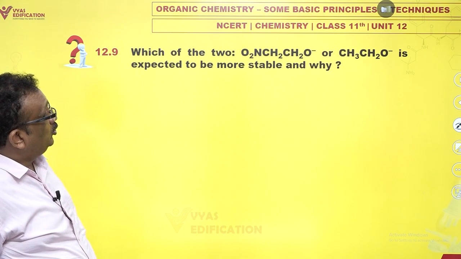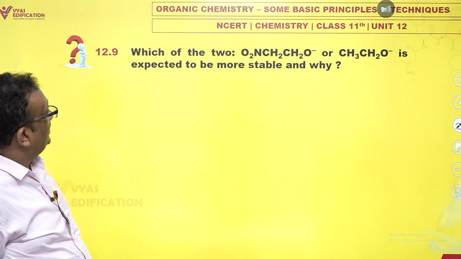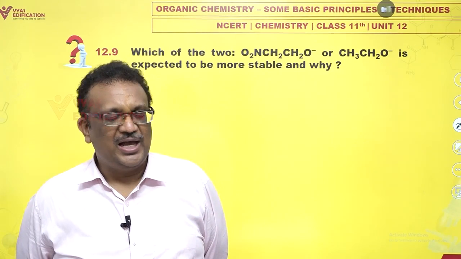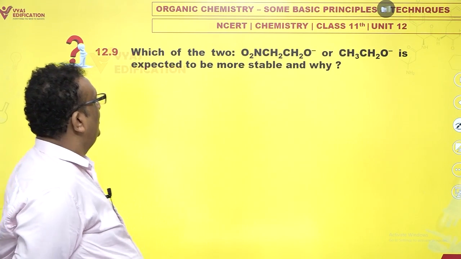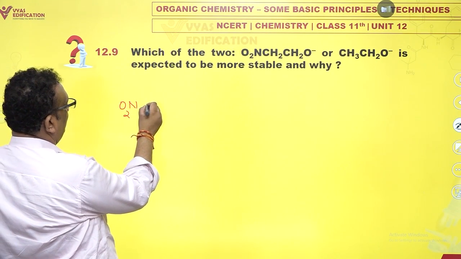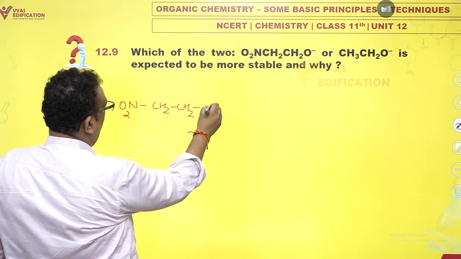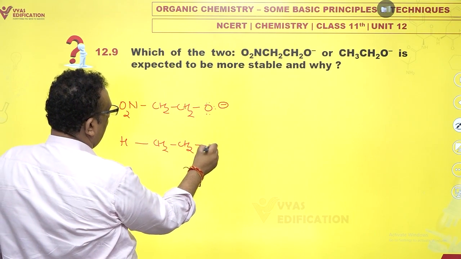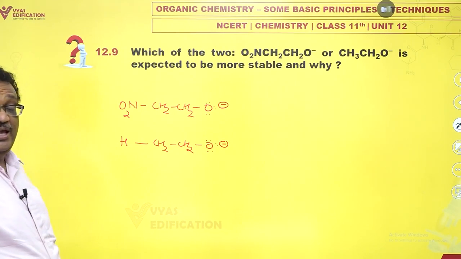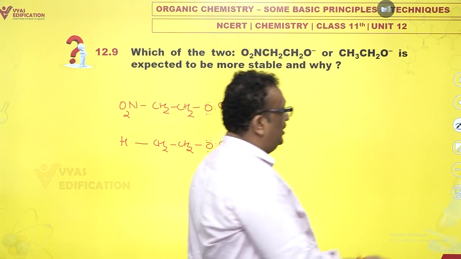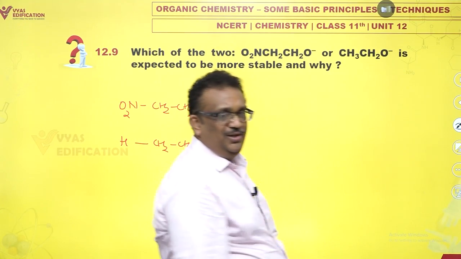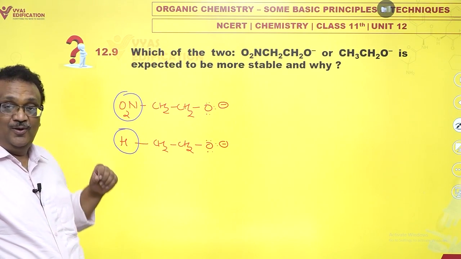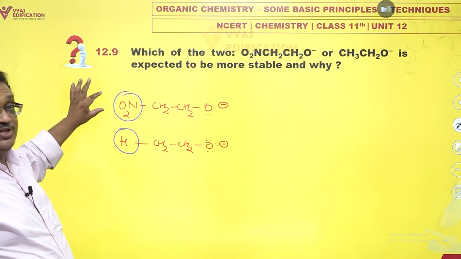Which of the 2, NO2CH2CH2O minus or HCH2CH2O minus, is expected to be more stable, and why? Before we answer this, I guess it will be useful if we make their structures and compare. We have NO2CH2CH2O minus, and we have HCH2CH2O minus. How do you compare these 2? Well, most of the molecule is the same, and the difference lies only in the tail end. Hydrogen has been replaced by an NO2 group.